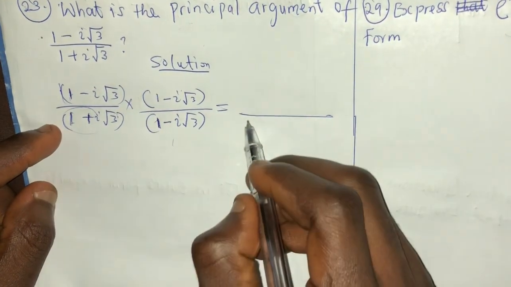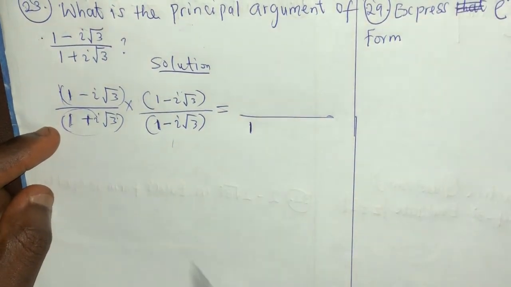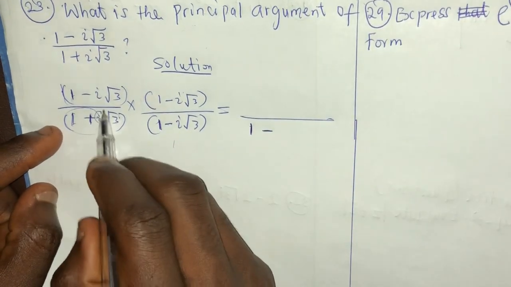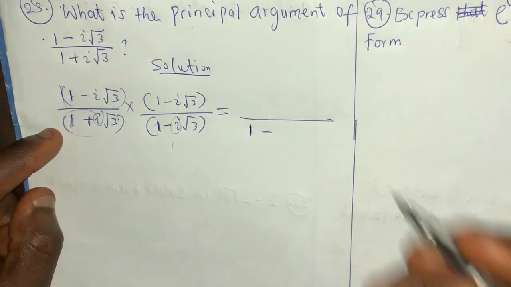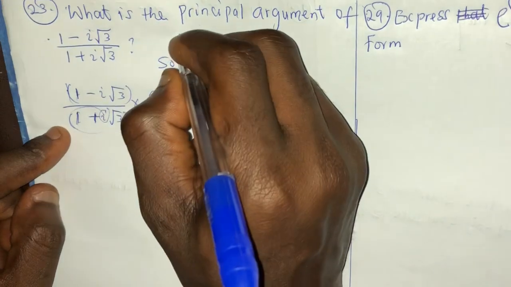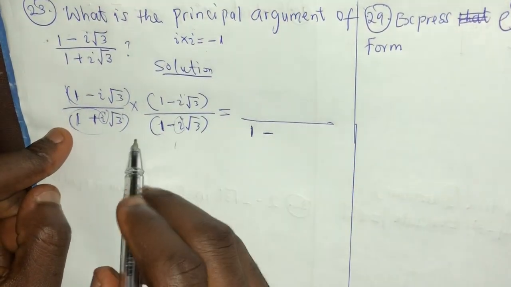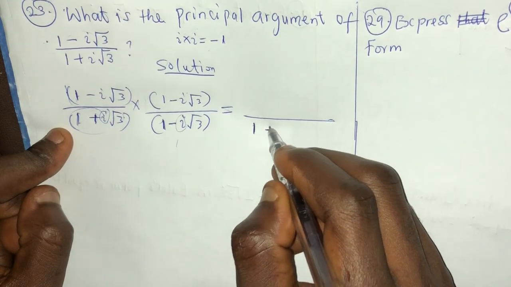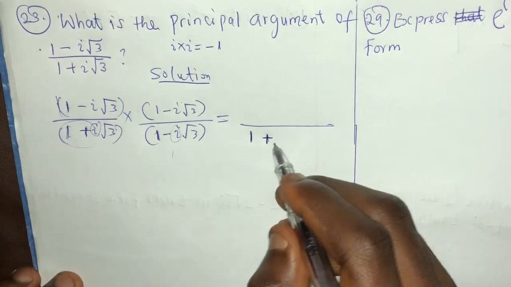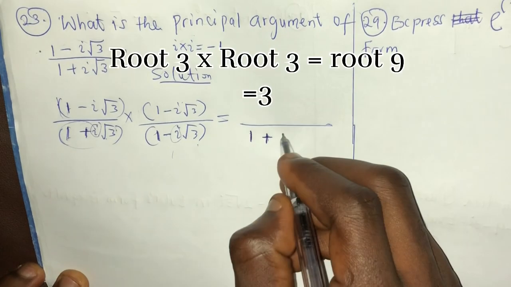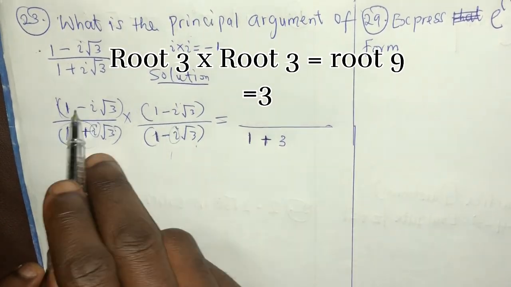1 times 1, 1, right? Then plus times minus is actually minus. But then because we have I and I here, I times I, I already told you, or let me repeat myself, I multiplied by I is actually minus 1. So since it's minus 1, this will now become plus, okay, because that minus 1 times minus is plus. Root 3 gives us 3. So let's do the up one.